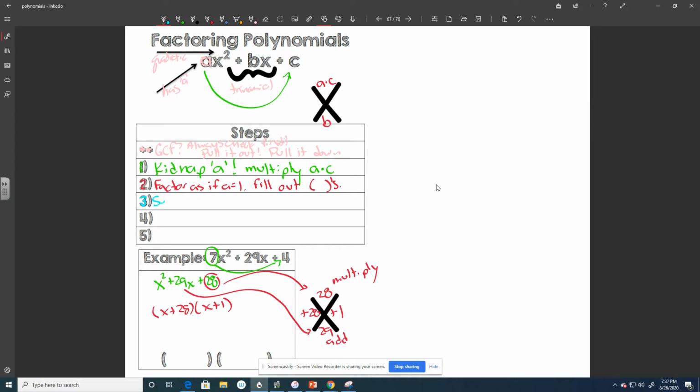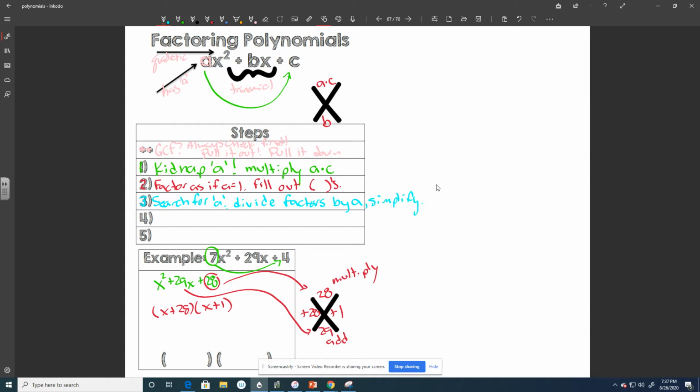We can say, let's go searching for a. Someone kidnapped a, so let's go searching for it. And what you're going to do is divide the factors that you found by a. And then you're going to simplify.